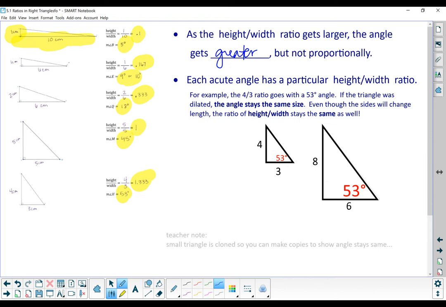We also talked about that each acute angle has a particular height to width ratio that goes with it. For example, a 53-degree angle always goes with a 4/3 height to width ratio. If the triangle maybe got doubled in size, that ratio would be 8:6, but that's the same as 4/3. So 53 degrees goes with that ratio.